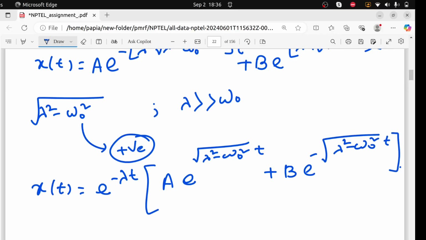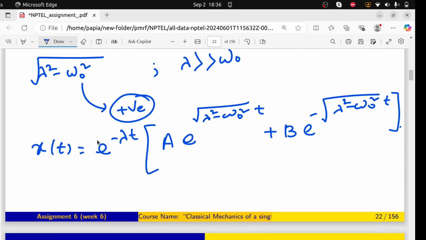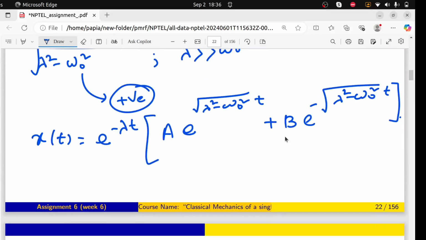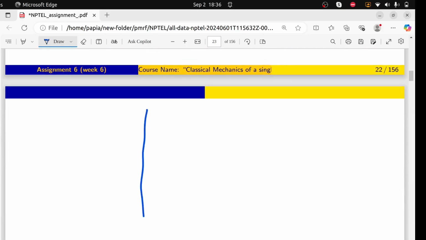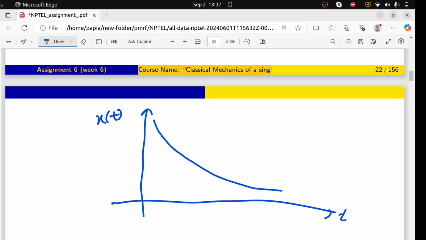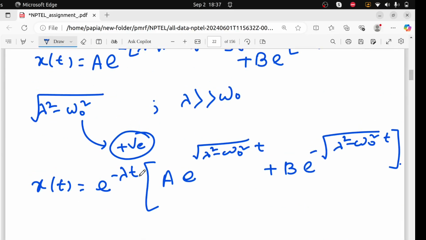So this is nothing but a decaying function with e to the power minus lambda t. Both of the terms are exponential, one exponentially increasing and one exponentially decreasing, but as a whole they will be multiplied with an exponentially decaying function. Also lambda is very much greater than omega 0, so obviously this one will be dominating here. So what will be the nature of this case? Here it is t, here it is x of t, so it will be simply decaying, due to the e to the minus lambda t term.